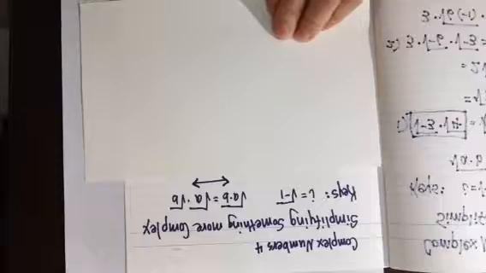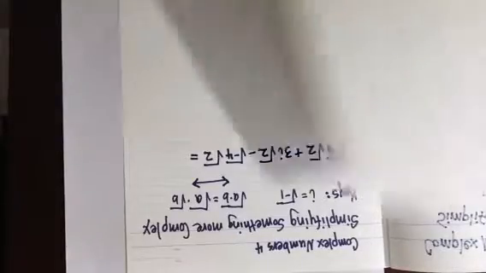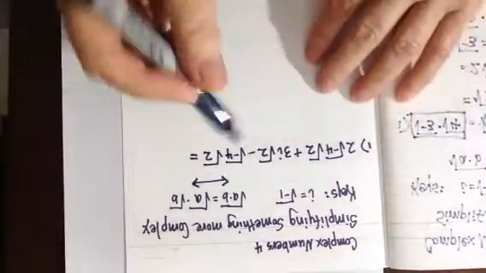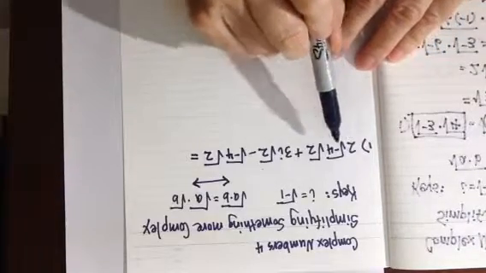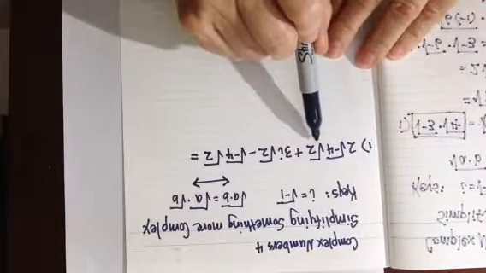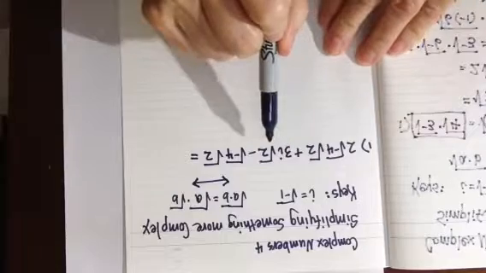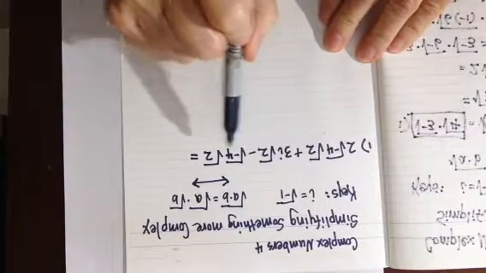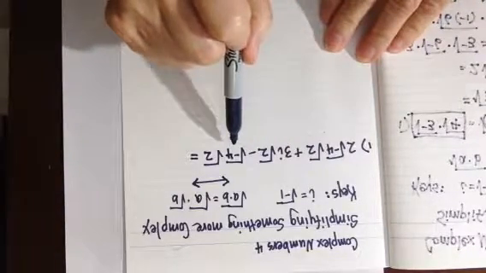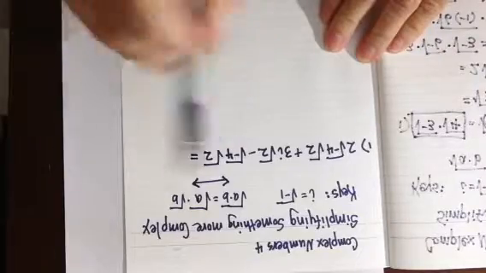All right, without further ado, this is the problem we're going to solve. And before you go and stick pins in your eyes, let's just look at it. 2 times the square root of minus 4 times the square root of 2 plus 3i times the square root of 2 minus the square root of minus 4 times the square root of 2.